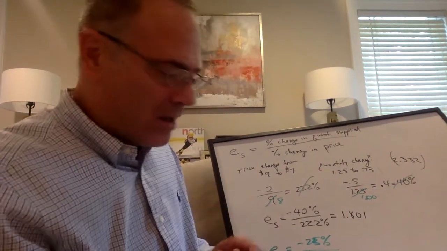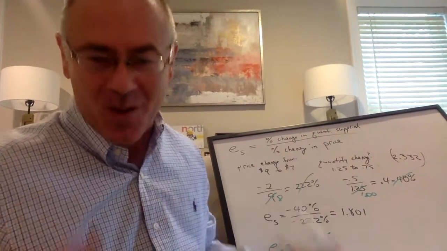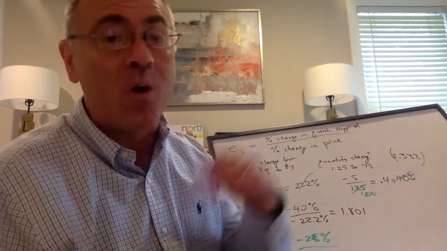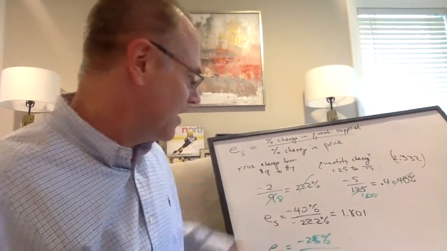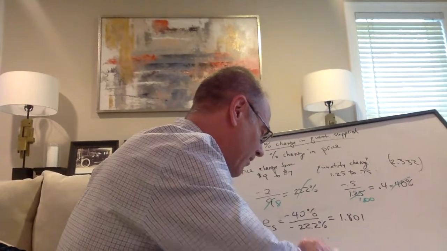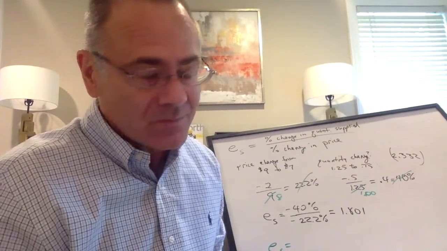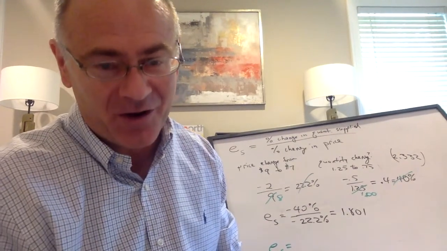Okay, I did one thing. I told you, remember, whatever you do when computing elasticity, the quantity goes in the numerator. Price goes in the denominator, and that is what I forgot. It's an easy thing to do.